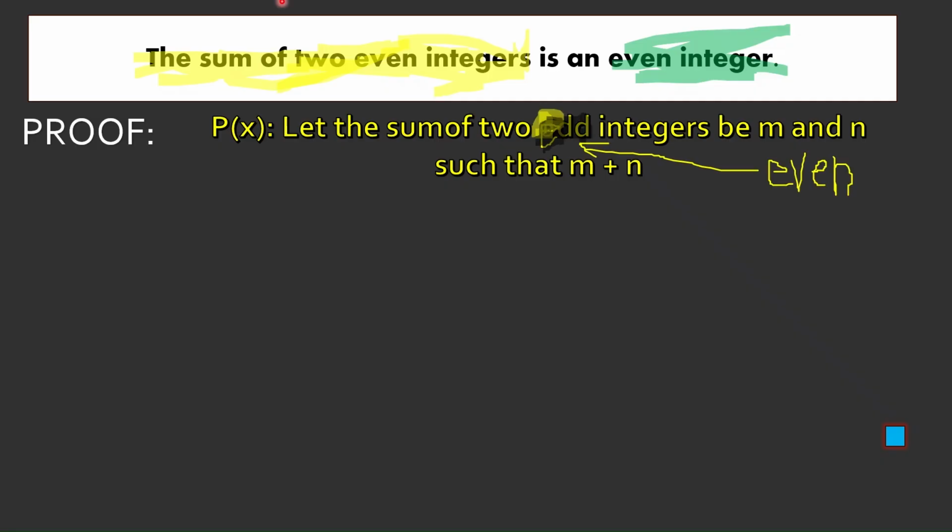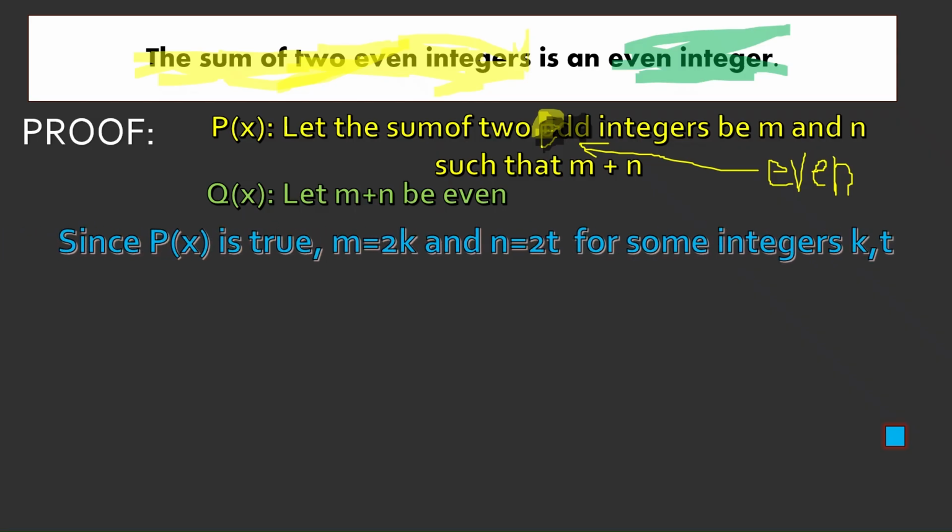Yeah, sorry about that. So we're going to say for P of x, we say let the sum of two even integers, okay? Just ignore that, that's a typo. So the sum of two even integers be m and n such that m plus n, okay? And for Q of x, it's much more simple. We just say let m plus n be even, okay?